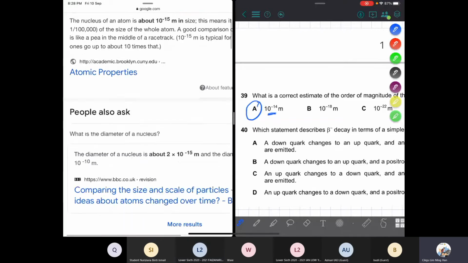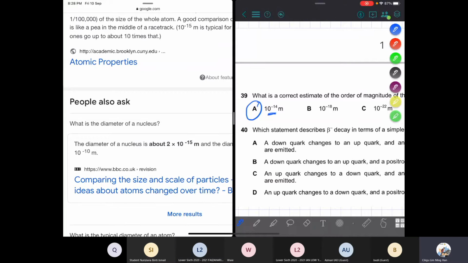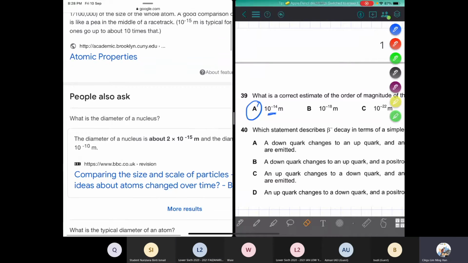What is the diameter of a nucleus? 2 to the power of minus 15. So you round off to, jadi 14 ke dah. Kejap, let me do my maths here. 2 times 10 to the minus 15 meter. 10 times 10 to the power of, ya kalah. What does this mean? 1 times 10 to the power of minus 14. Sama je. Cannot get the answer.